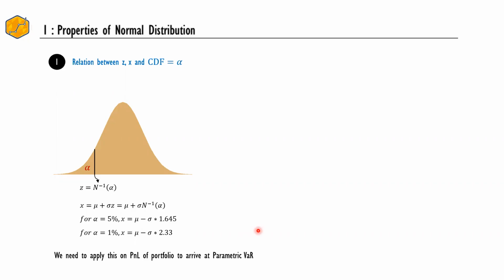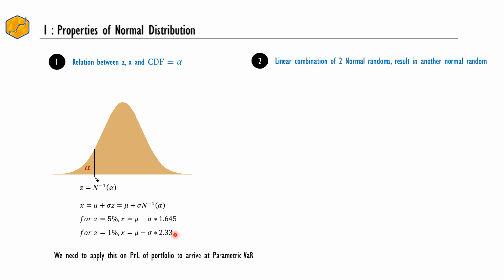Because there are parameters. Mu and sigma are the parameters. We impose normal distribution on the PnL. Normal distribution is fully defined if you define two parameters, mu and sigma. Based on those parameters, we arrive at value at risk. That's why it is called parametric value at risk.